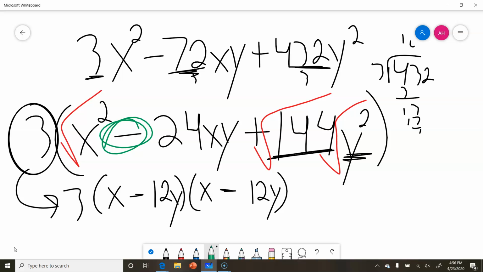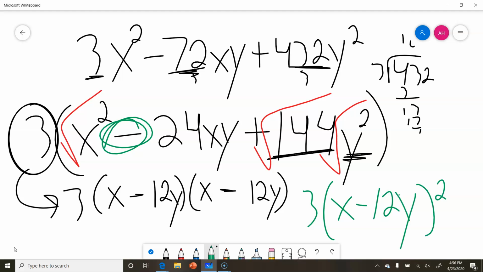Okay, I'm going to write it in green. So I have that 3, and then I have x minus 12y, and all of that squared. Okay, so this is my final answer.